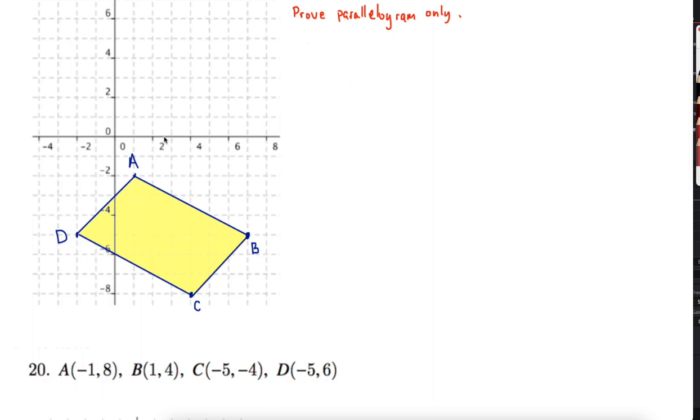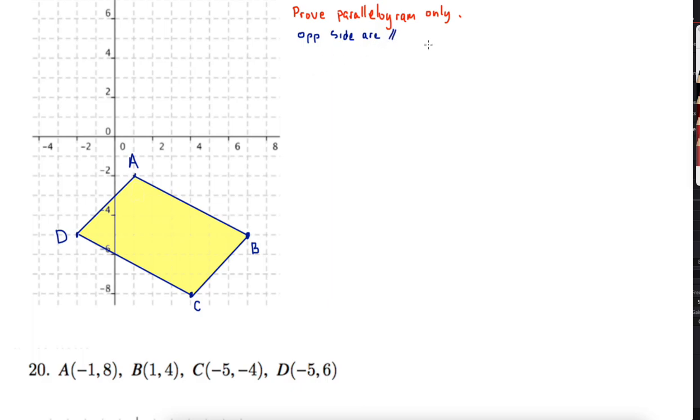So how do we do that? A parallelogram has lots of properties. We could show the diagonals bisect. We could show that the opposite sides are congruent. And we could show the opposite sides are parallel. I want to do the opposite sides are parallel because that will give us a lot of information to show that it's not a rectangle. So how do we show sides are parallel?